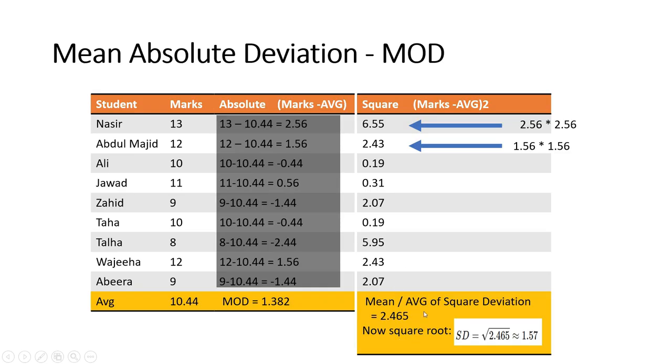Okay, so basically the average of the squared deviations comes to 2.465, and now at the end we take the square root of this value. So the square root gives us 1.56. That is called the standard deviation. So I hope you have understood how to calculate the mean absolute deviation, MAD, and the standard deviation from it.